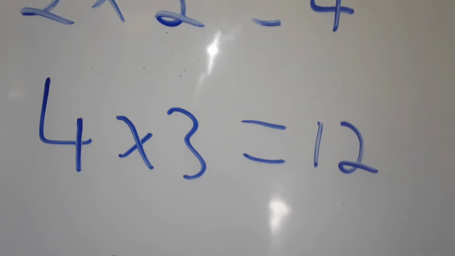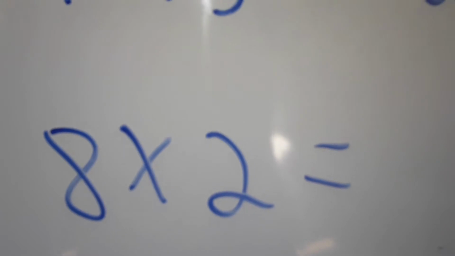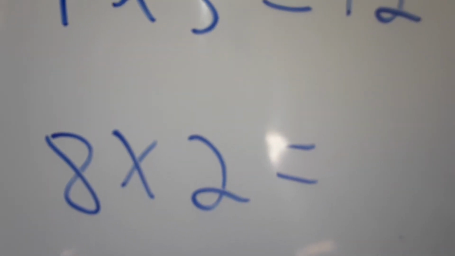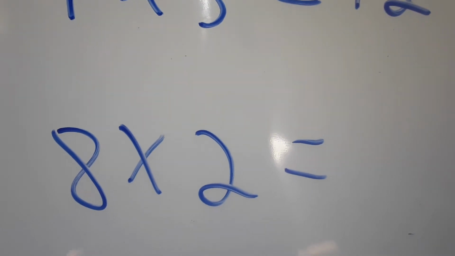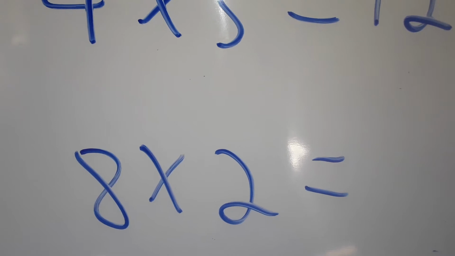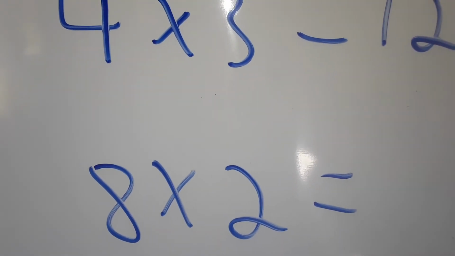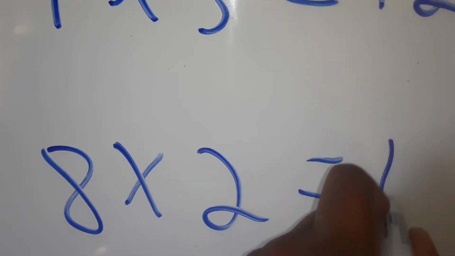Alright. And then we have 8 times 2. You repeat 8 twice. 8 and then another 8 will give you 16. So it's gonna be 16.